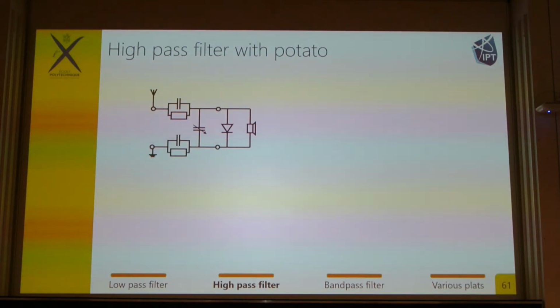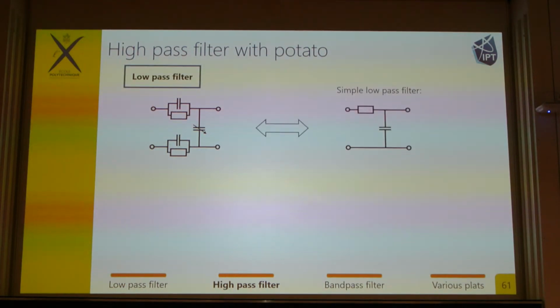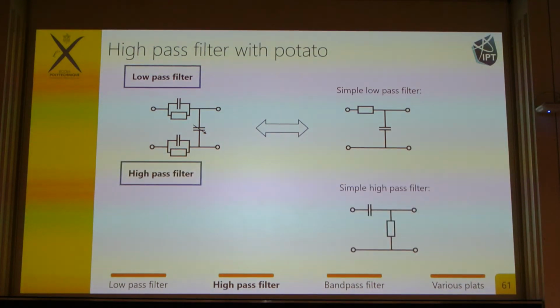This is the low pass filter. We understand the simplest low pass filter. It looks like this. And for the high pass filter, what's happening? It's just this one. This is the simplest high pass filter. I think we know that. So we just change the capacitor with the resistance.